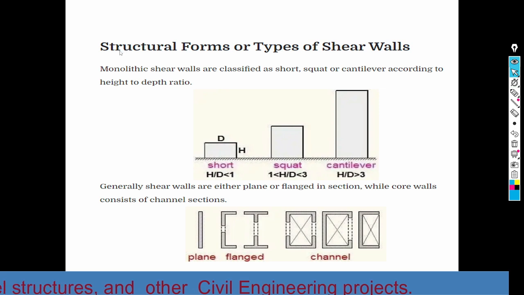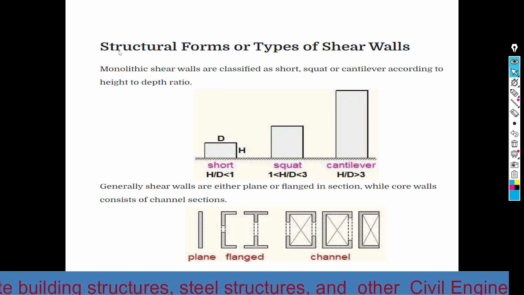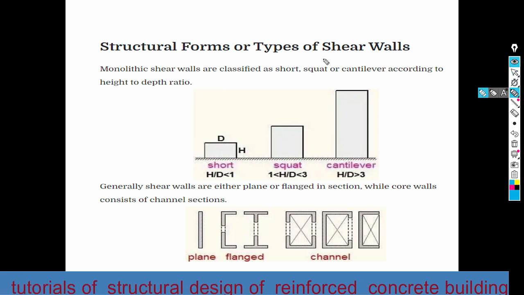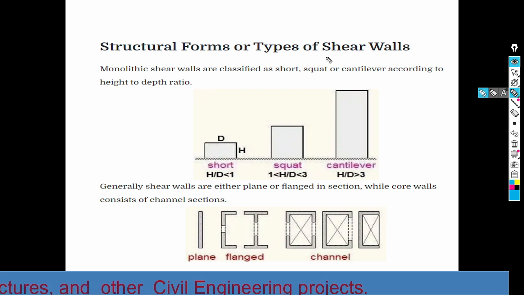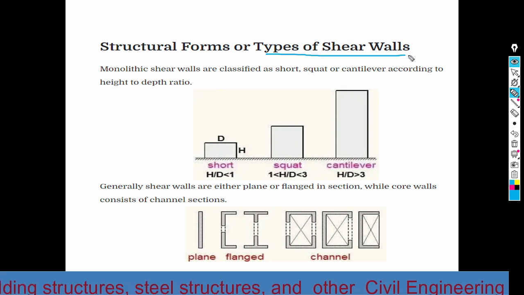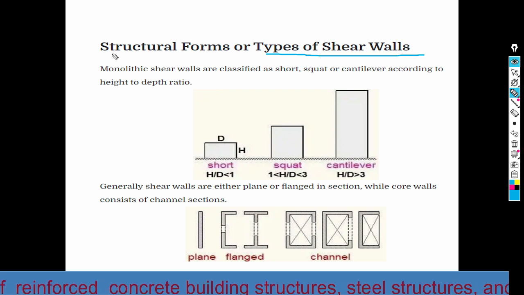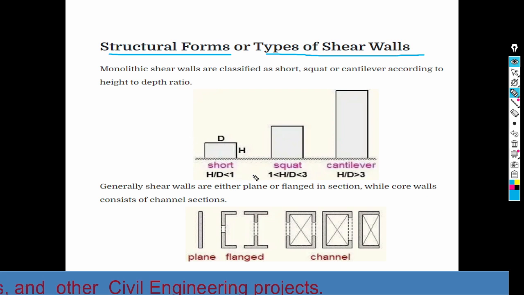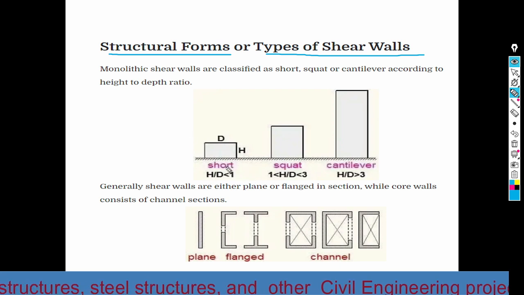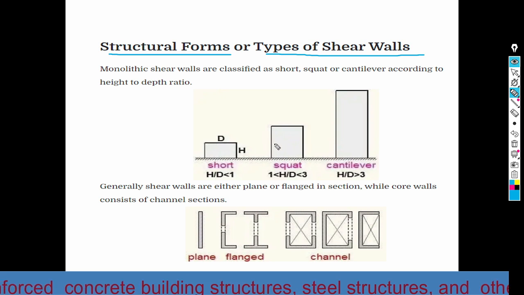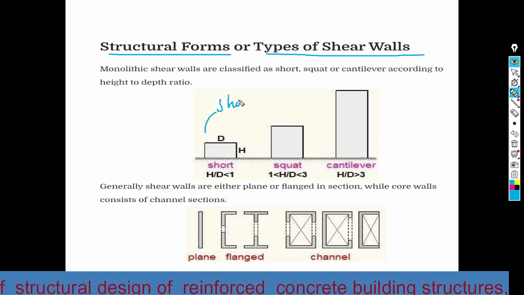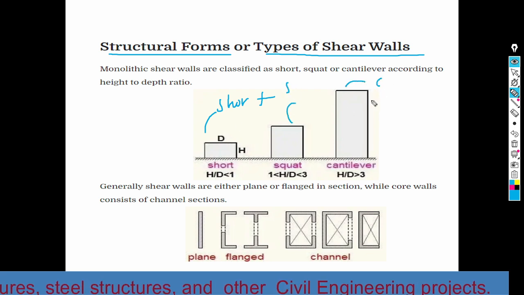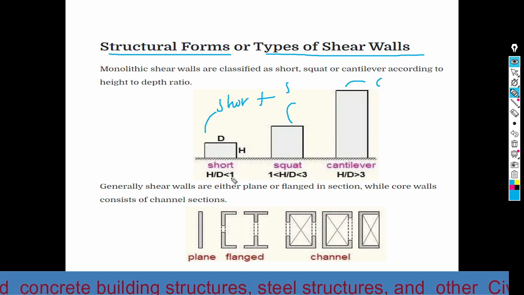Now let me proceed to the structural forms of shear walls. We have already discussed the types of shear walls. So the structural arrangement or structural form depends on the height to depth ratio. The shear wall may be short, or squat, or cantilever. So it depends on the height to depth ratio of the shear wall.